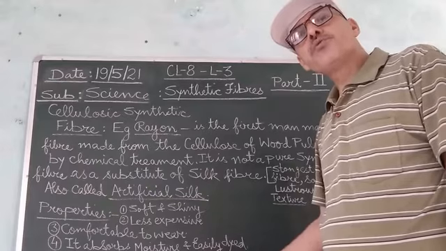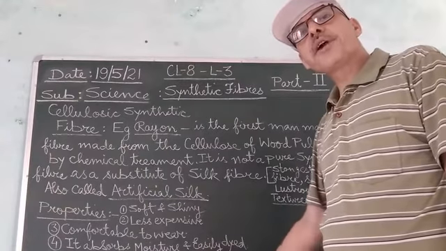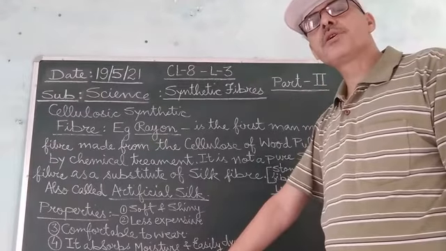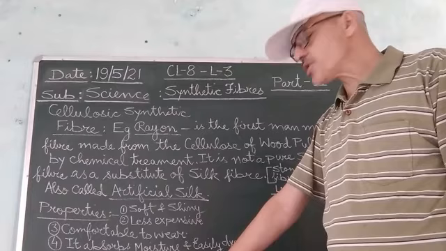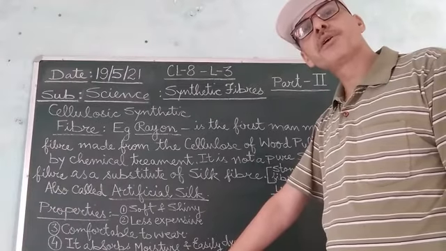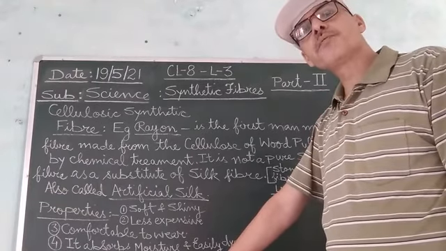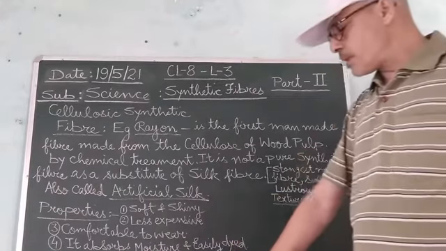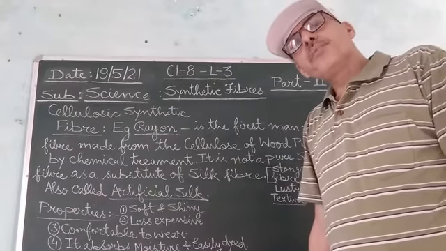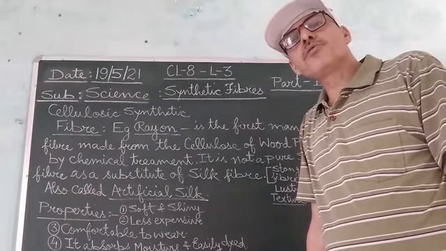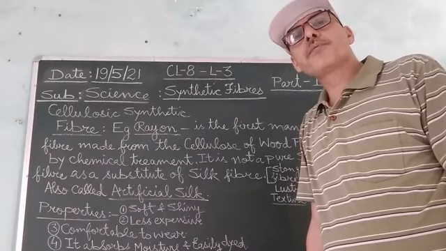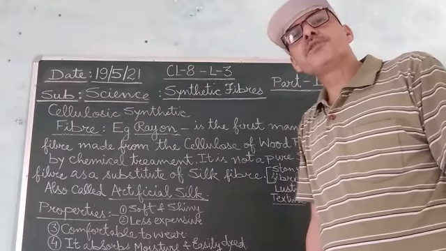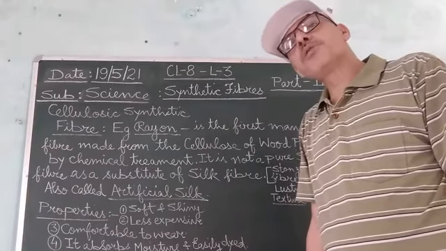Now I will tell you about the second type of non-cellulosic synthetic fiber, that is the polyester. And this polyester type of synthetic fiber is made from the polymer of one chemical which is called ester. So if anybody asks you that the polyester type of non-cellulosic synthetic fiber is made up of polymer of which chemical substance, then you will say it is made up of polymer of ester.